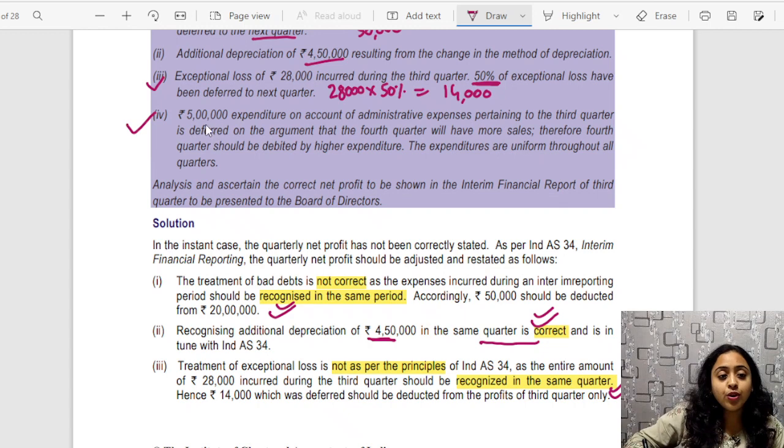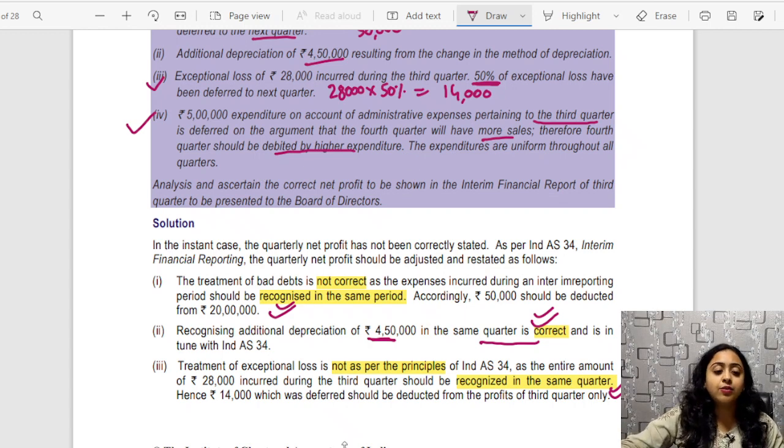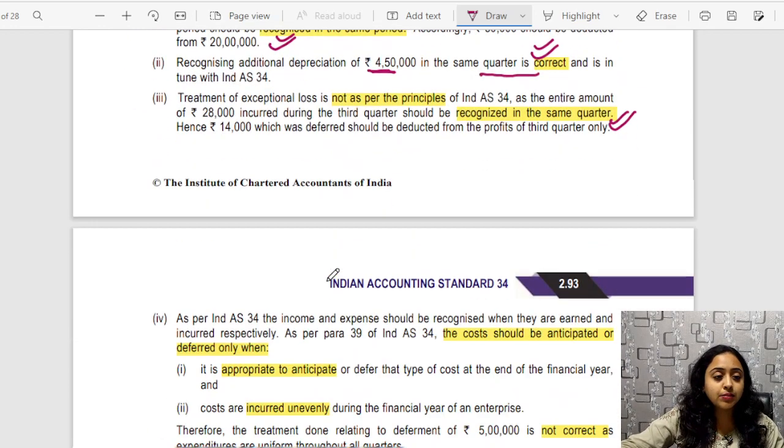Lastly and fourth, rupees 5 lakh expenditure on account of administrative expense pertaining to the third quarter is deferred on the argument that the fourth quarter will have more sales. Can you defer? No. Can you anticipate? No, unless it is appropriate. Therefore, the fourth quarter should be debited by higher expenditure. The expenditures are uniform throughout all the quarters, so it should be uniformly debited to P&L. Okay. See answer number 4.